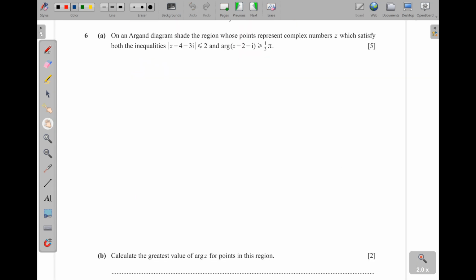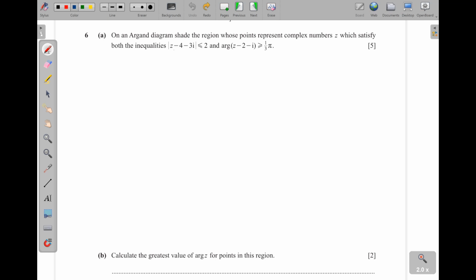Question 6, part A. On an Argand diagram, shade the region whose points represent the complex numbers z, which satisfy both the inequalities, this one here and this one. So I've already said that if you see the modulus signs, okay, if you have been following, if you haven't, if this is your first time to see my work here, you can always go through those videos that I've been posting. I've been explaining a lot when it comes to the locus of points.